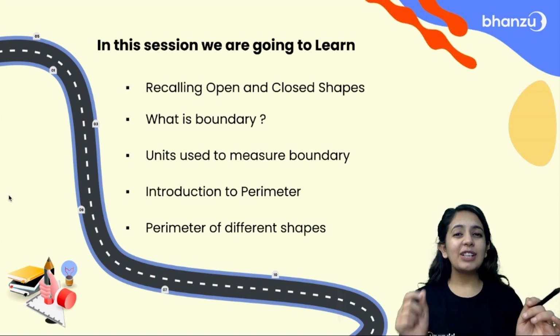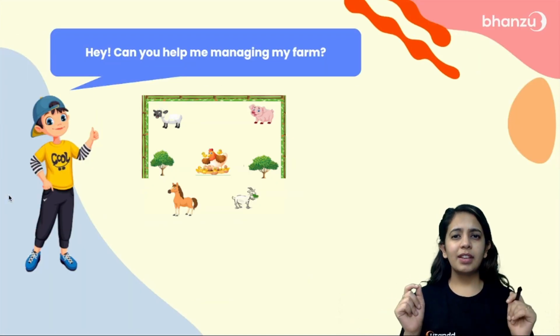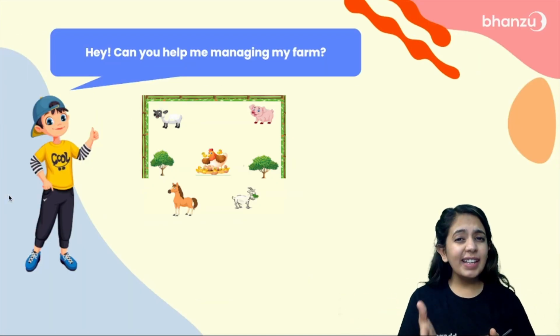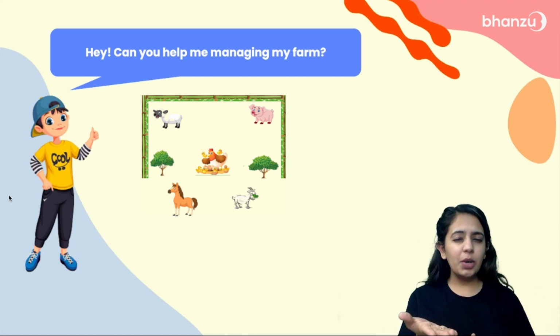So let's go back to Jake. Now Jake is in some big problem. He is unable to manage his farm. I mean, just look at it. Do you think it is managed properly? The animals are roaming here and there. Do you think they can run away? And yes, why is it so?